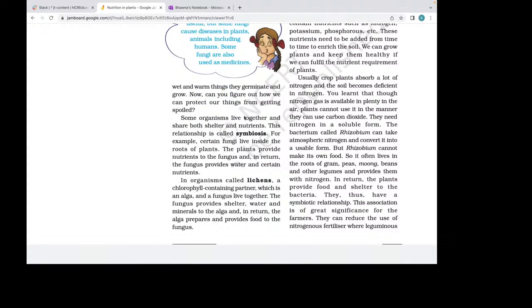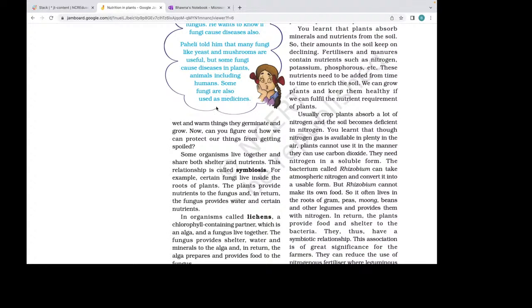So now some organisms live together, share both shelter and nutrients. This relationship is called symbiosis. So there are some organisms that live together and share both shelter and nutrients. So they are basically in a relationship where one provides shelter and one provides nutrients, and they can both share the same as well. So this kind of relationship is called symbiosis. We will see an example of that.